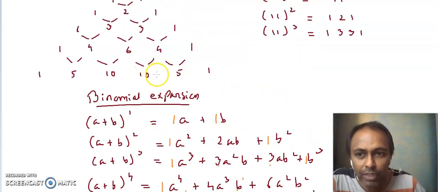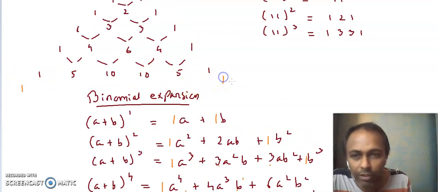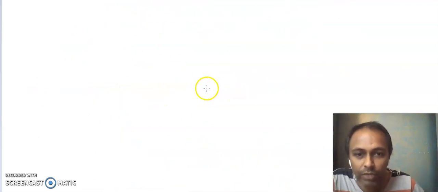So if we try to create one more pattern like this, say we write 1 and 1 here, and we write 1 plus 5, 6; 5 and 10 is 15; 10 and 10, 20; 10 and 5, 15; 5 and 1, 6. Now we have 1, 6, 15, 20, 15, 6, 1.